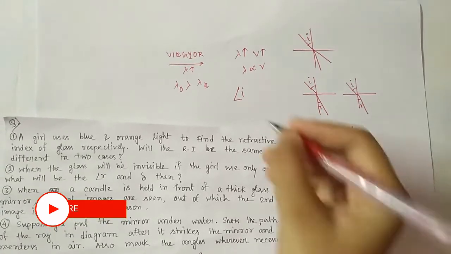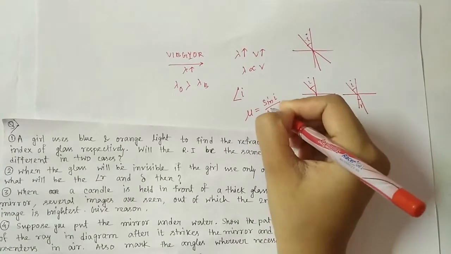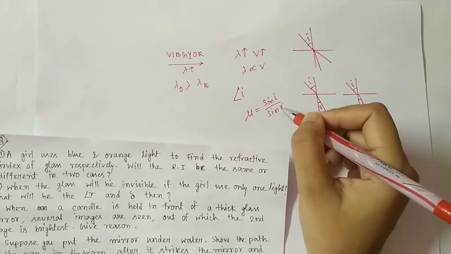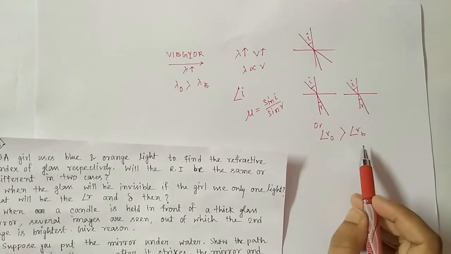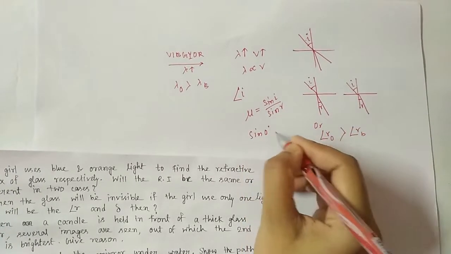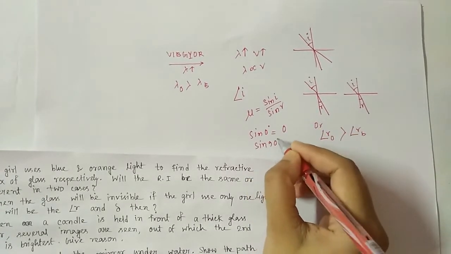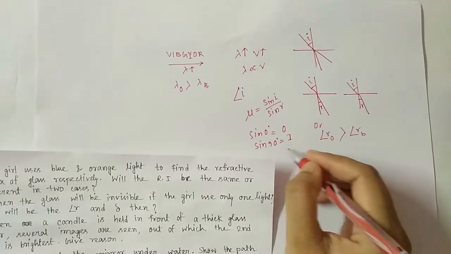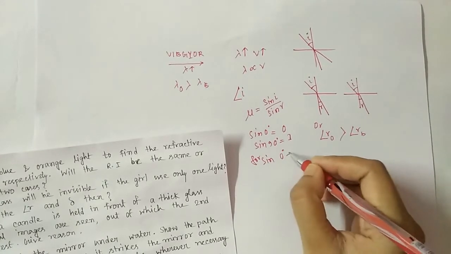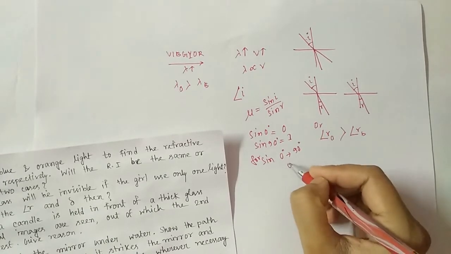Now, we know that the refractive index mu is equal to sin i by sin r. That is Snell's law. I have told about it already. Now, as sin r is increasing from blue to orange, we know that sin 0 degree is equal to 0, and sin 90 degree is equal to 1. So we can see that from 0 degree to 90 degree, the value of sine will increase from 0 to 1.